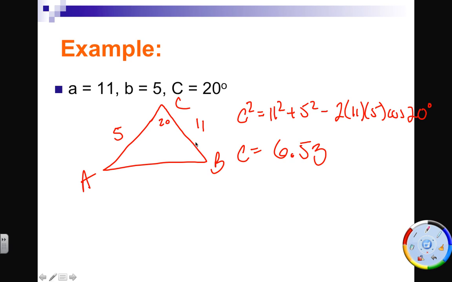Always look for the smaller of the two angles first. It has to do with the fact that now you can use law of sines, and law of sines just always works better with the acute angle. So I know this angle B is smaller than A because of their opposite sides. So I'm going to find B first.